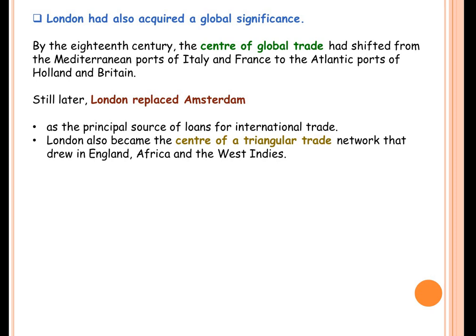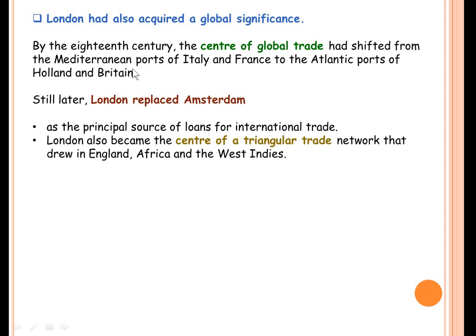By the 18th century, something happened. The center of global trade had shifted from the Mediterranean ports of Italy and France. Global trade, the center was Mediterranean ports. We have been seeing this from the Islamic empire itself, right? The center of global trade slowly shifted from the Mediterranean ports to the Atlantic ports of Holland and Britain. So look at the shift. Over centuries, the Mediterranean port was considered to be the thronging place of trade and commerce, but now it got shifted to the Atlantic ports of Holland and Britain.